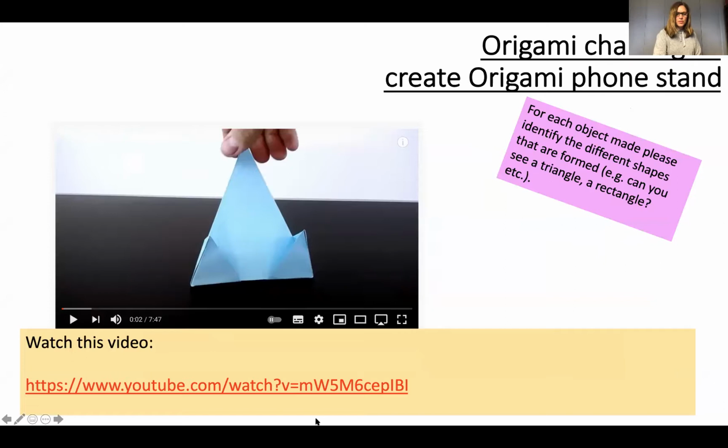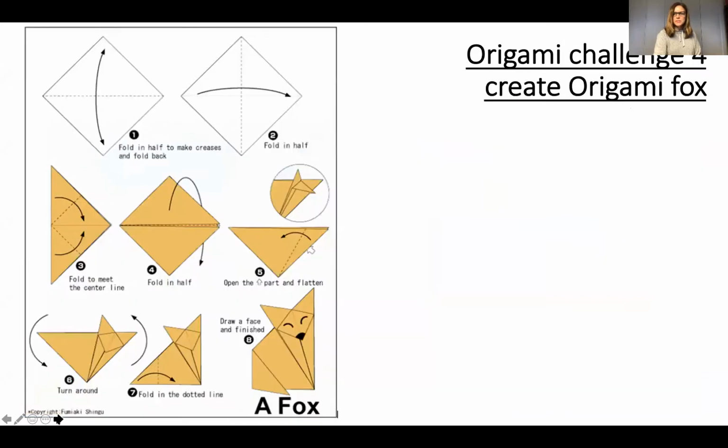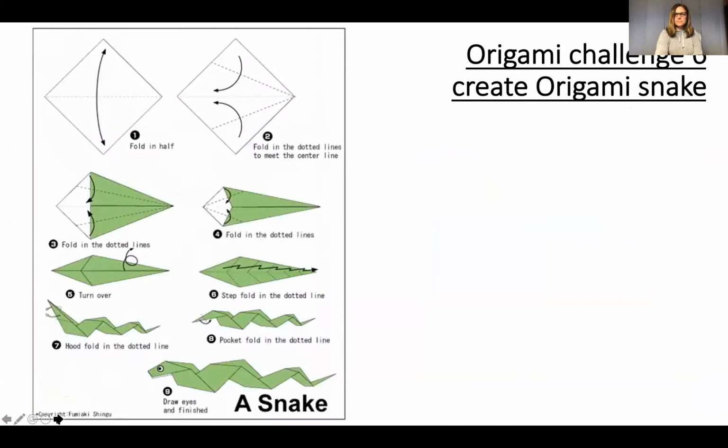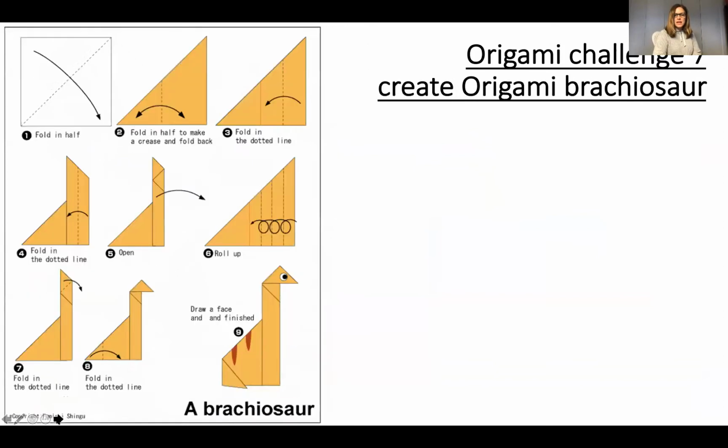So you've seen the one about the phone. Okay, some more challenges for you. We have an origami fox. We have an origami penguin. We have an origami snake. And, oh, how do I pronounce that? A brachiosaur, I guess.